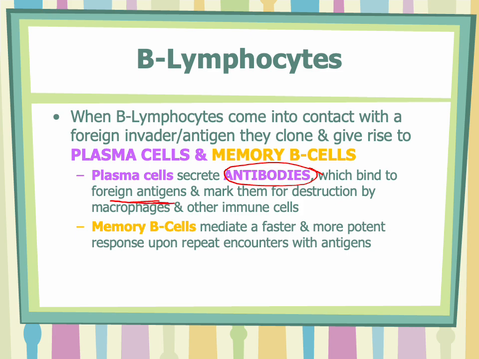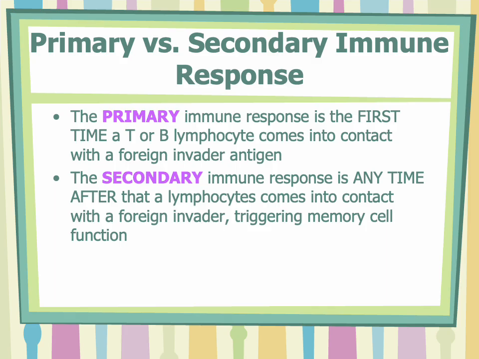Makes sense? And mark them for destruction by macrophages and other immune cells. Then the memory B cells mediate a faster and more potent response to repeat encounters. That way there's this prepared team that is always waiting in case you see that invader again. All right, so now we have primary versus secondary immune response.